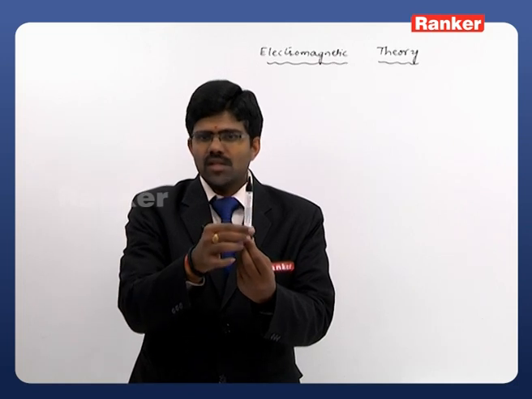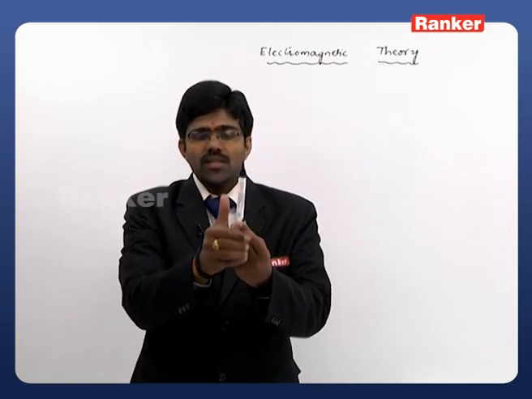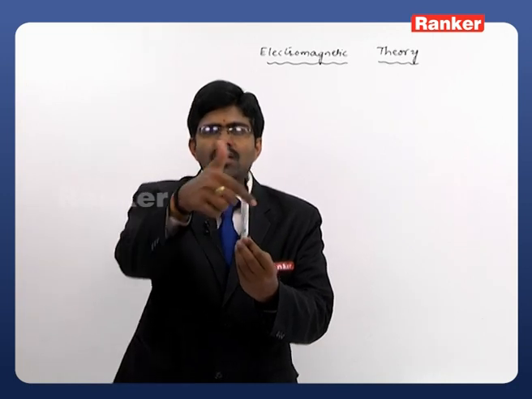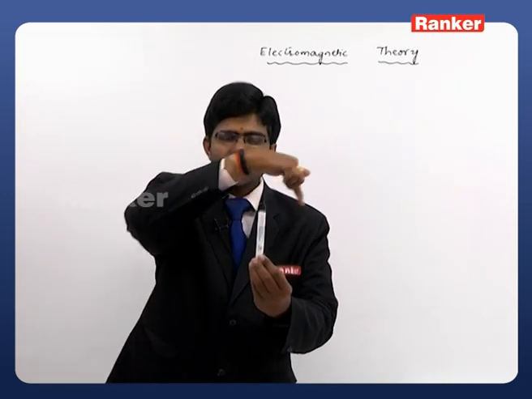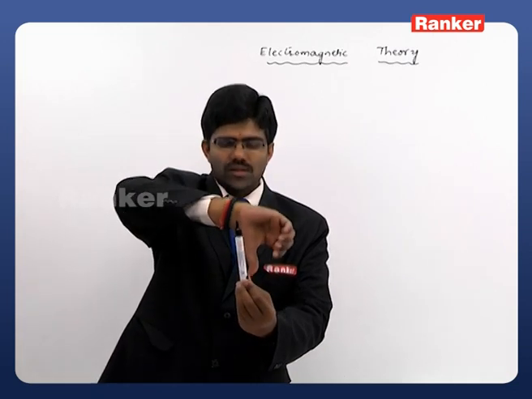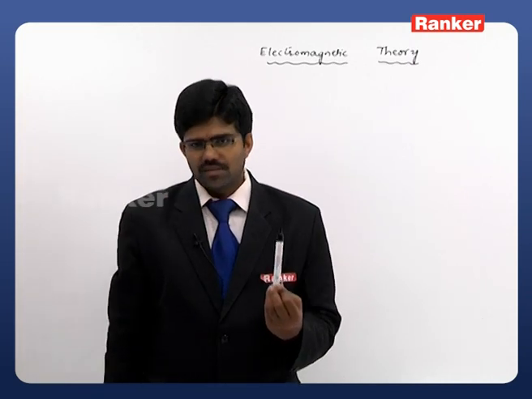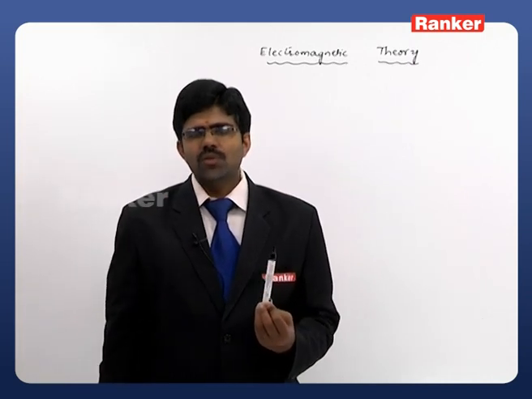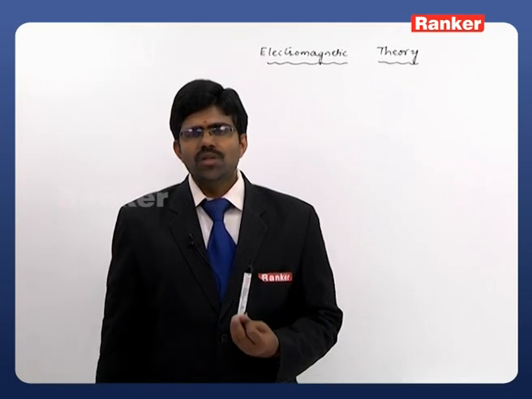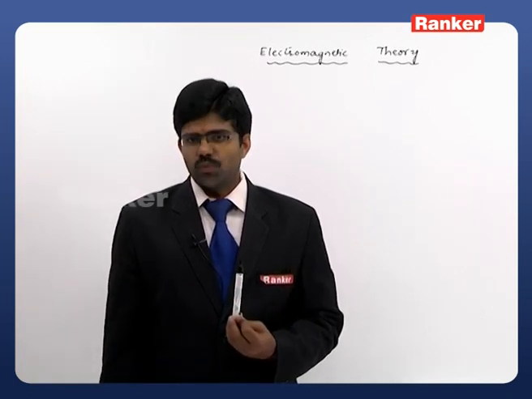So, this is the conductor we are considering. If the current is flowing in this direction, then the magnetic field will be generated around that conductor in this particular direction. In the same way, if the current is flowing downwards, then the magnetic field will be generated in this particular direction. With this simple basic concept, we will go for a few important laws which are related to Maxwell's equations.